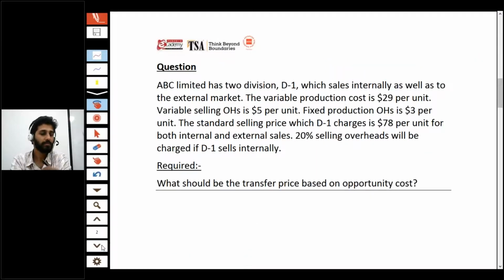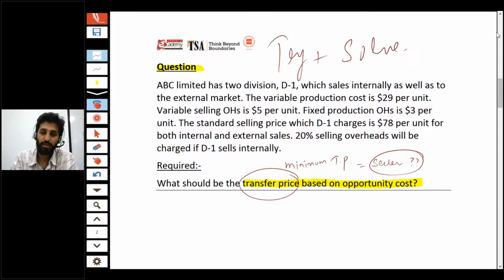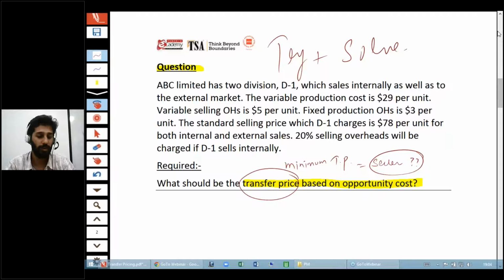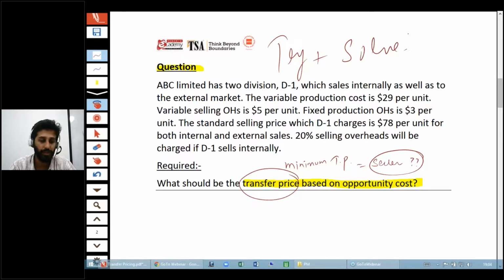This is the question. What should be the transfer price based on opportunity cost? I mean, at least it is the minimum transfer price which the seller will be quoting. Take 1 minute and just try this question. Solve this question, hurry up. This is a small question. You people can solve it, but at least try.